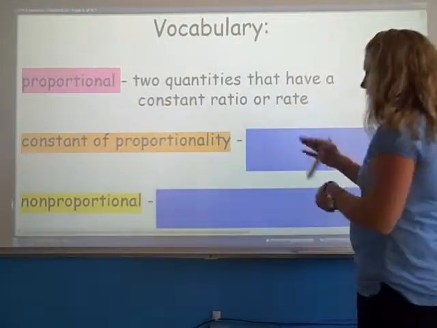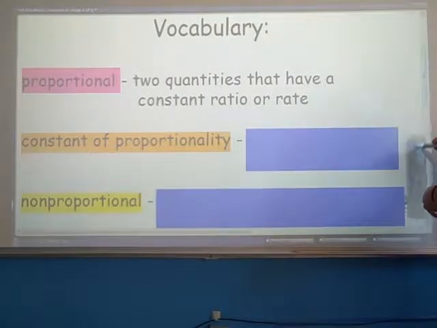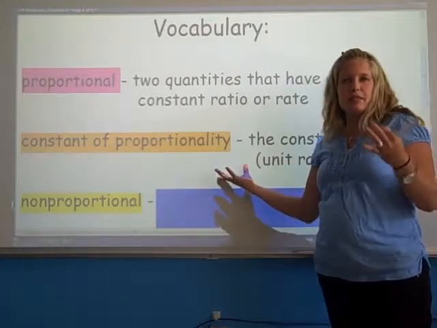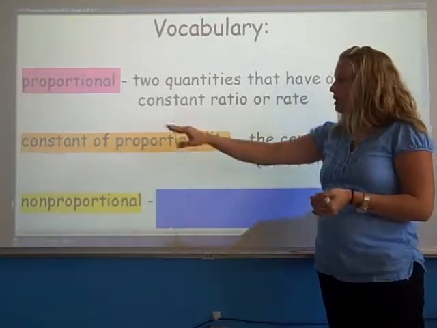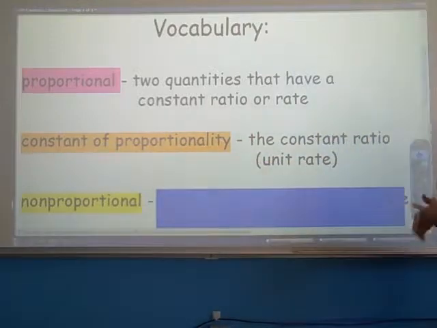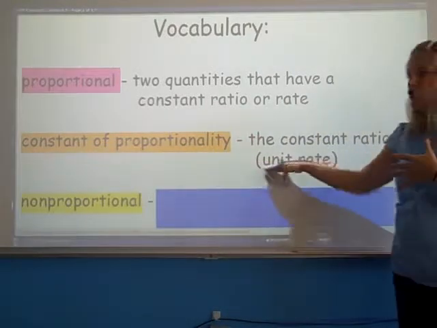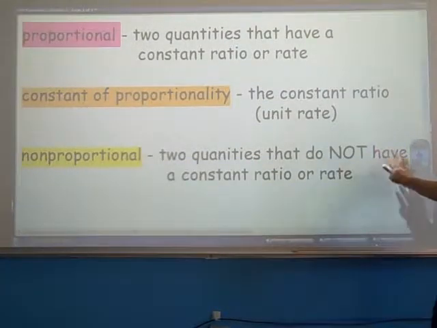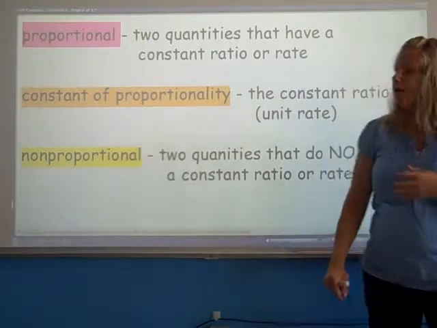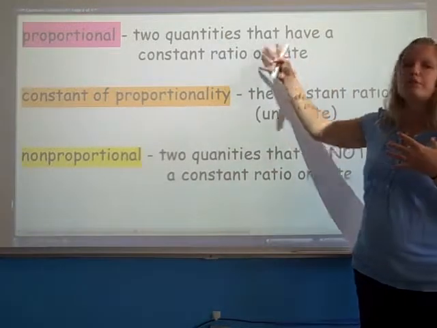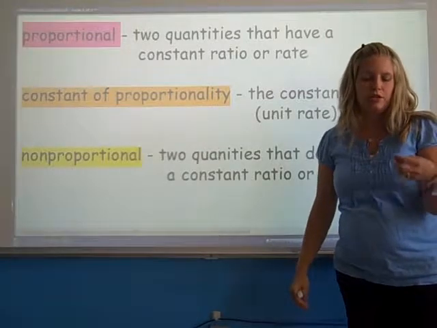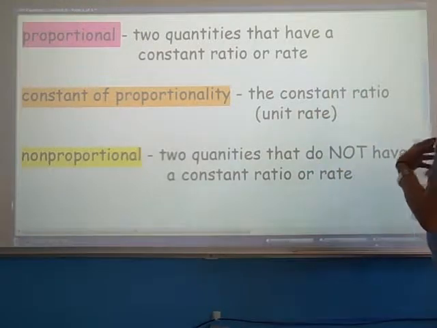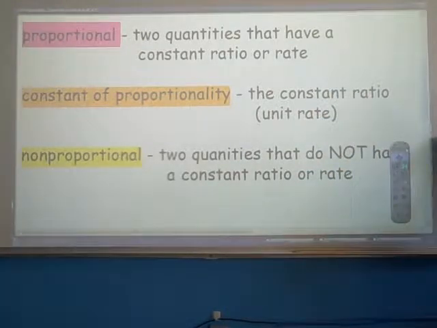Okay. A constant of proportionality is the constant ratio. So in my first example, the babysitting, it's $5 every hour. That would be the constant of proportionality. Okay, so how much each hour? That's your unit rate. Non-proportional are two quantities that do not have a constant ratio or rate. Okay, so these are the words we're going to be using. I need to see that you're using them in your answers. And you need to know the difference between proportional, non-proportional, and what I'm talking about for the constant of proportionality.